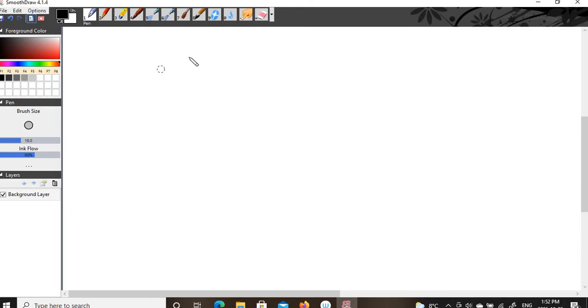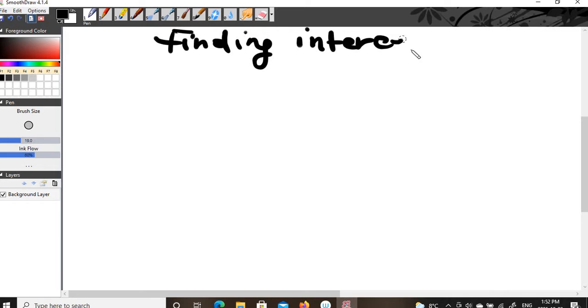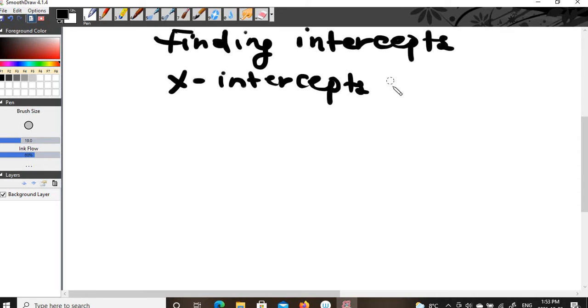Today we're gonna learn how to find x and y intercepts. Finding intercepts. So we have to learn how to find the x-intercept and the y-intercept.